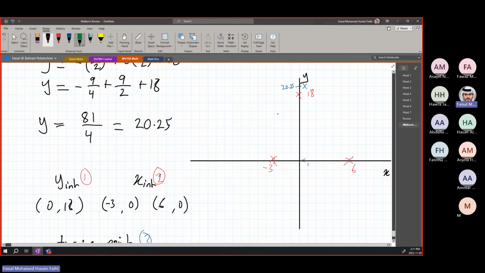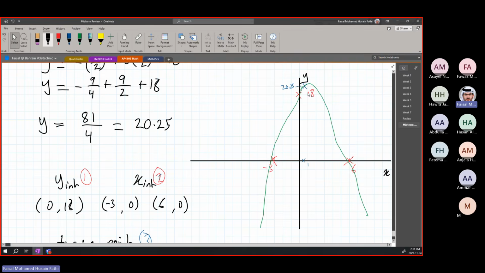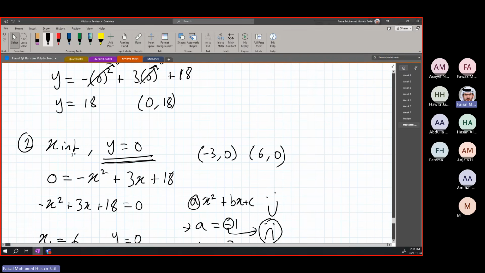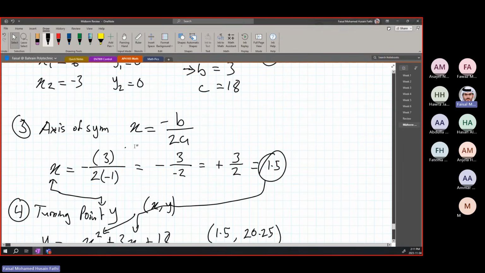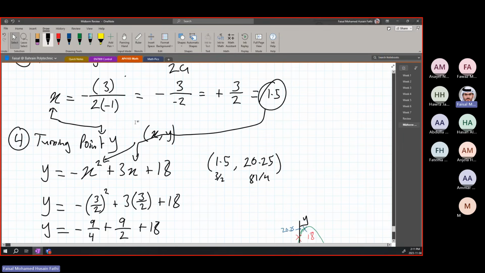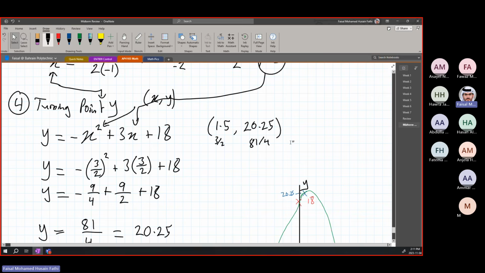We start from the turning point and we draw a curve. This is supposed to be a bit more curvy, and then a curve down here. And this is what the graph will kind of look like. So again, repeating quickly, step 1, y-intercept. Step 2, x-intercept. Step 3, axis of symmetry, which is finding the x when equal to minus b over 2a. Step 4, plugging in the value for x back into the main equation to find our turning point coordinates, which is 1.5, 20.25. And that's it.